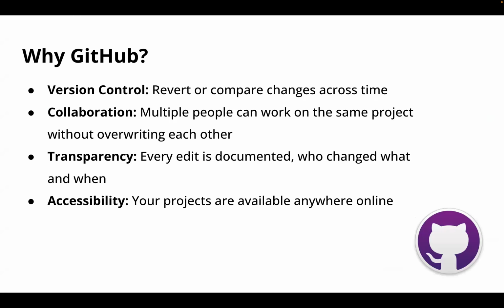So why do a lot of developers use GitHub in their projects? It is version control, so you can revert and compare changes across time. It's also used for collaboration. A lot of people use GitHub to work on a project together, and they're able to do it without overwriting each other's code. It's also very transparent, as every edit is documented. You could see who made the commit, and you could trace back to see when a problem was introduced, and use that to debug. It's also very accessible, and your projects are available online, so it's very easy to just log into your account and have your project right there.